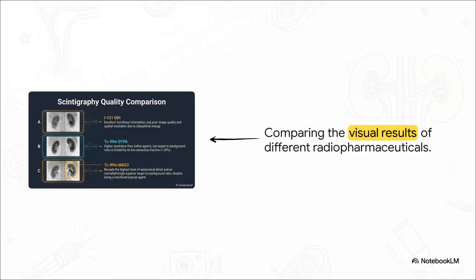When we compare the actual visual results of these pharmacological differences, the image quality varies wildly. MAG3 completely proves its superiority as a functional agent. You get an overwhelmingly high target-to-background ratio and incredibly sharp anatomical detail. Compare that to DTPA, which is somewhat limited by its low extraction fraction, or the older iodine agents, which often suffer from poor spatial resolution. The active secretion of MAG3 simply paints a much brighter, clearer picture of renal function.